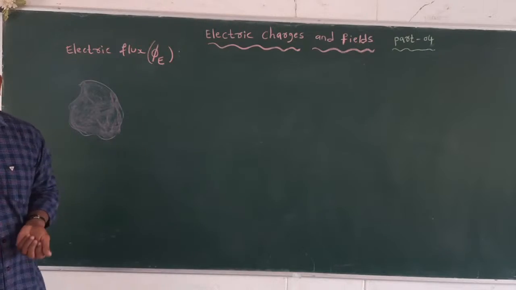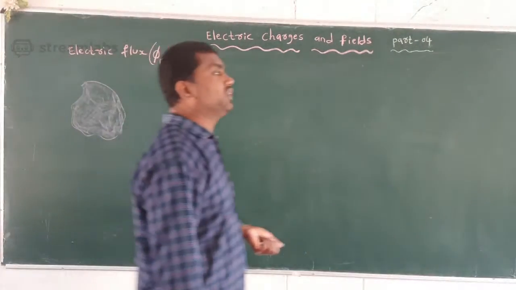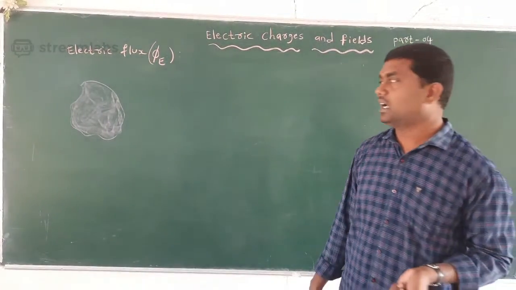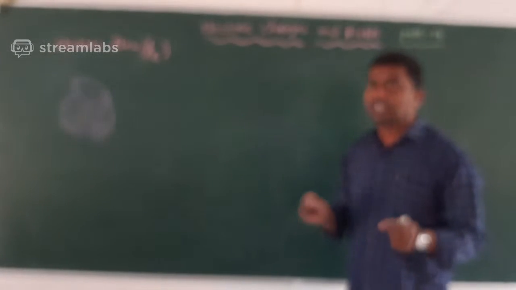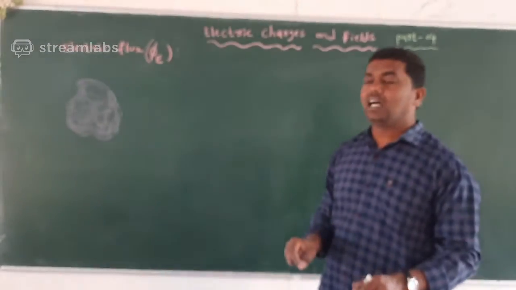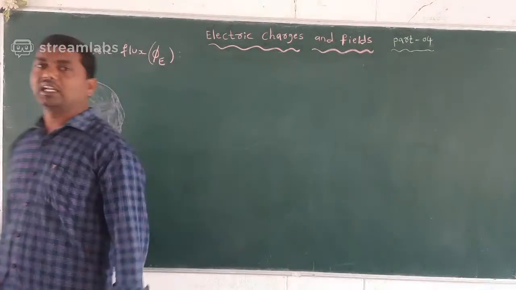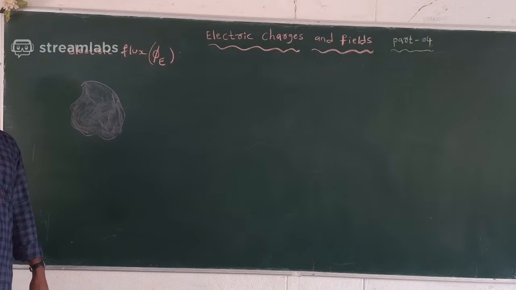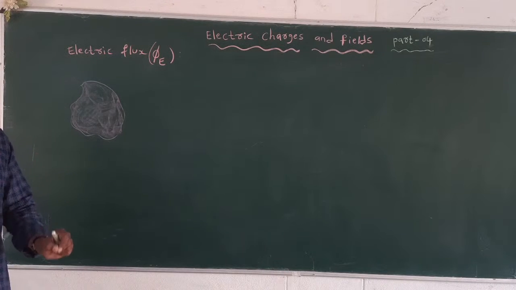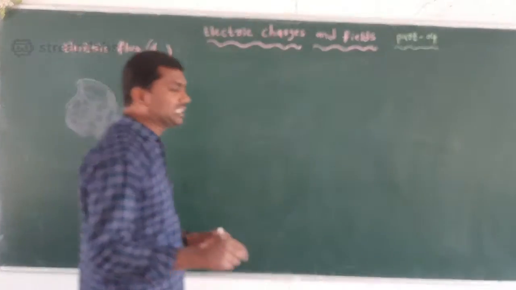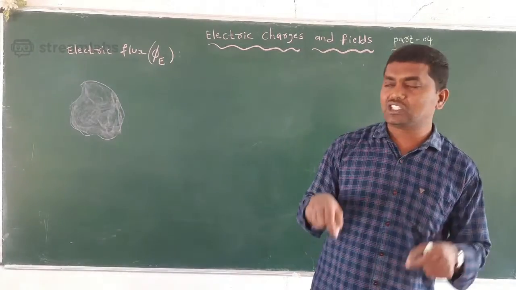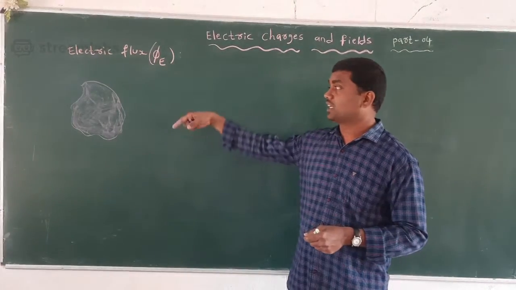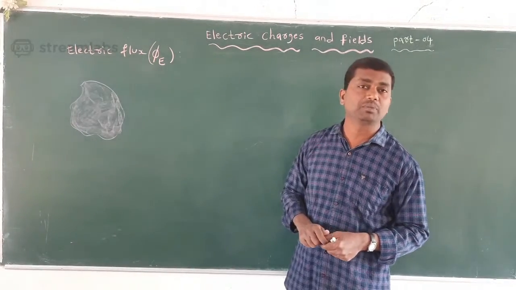So electric flux is nothing but the number of electric field lines we can draw perpendicular to the surface. The number of electric field lines passing through the total surface area and normal to the surface is called electric flux. The electric field lines are normal to the surface, whether a plane surface or any shape of object.